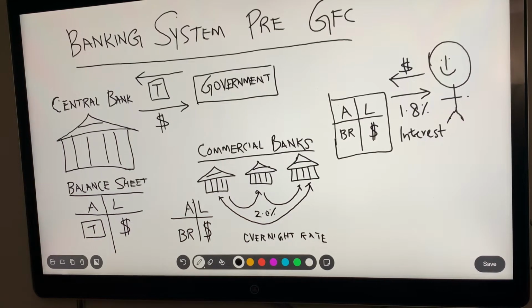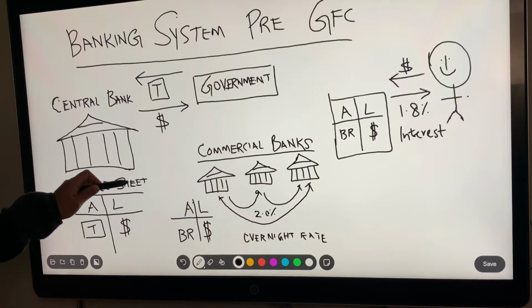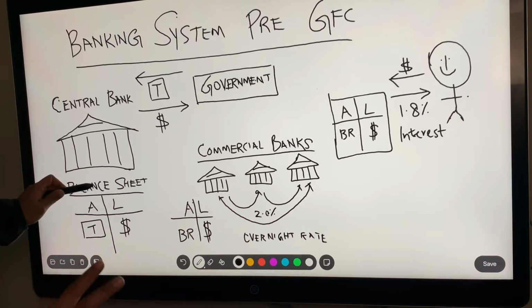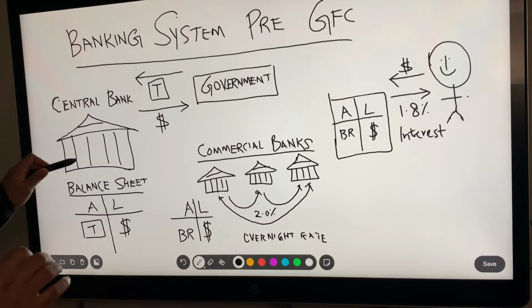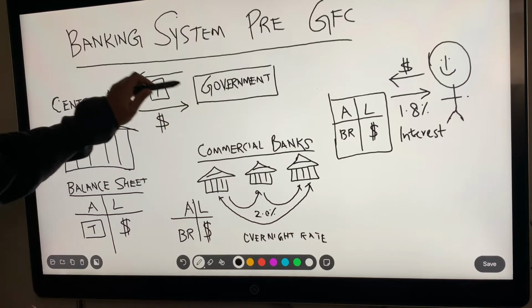So what we have here is the central bank of the country. They are the issuer of the currency, right? So they issue currency, and the way they issue currency is, of course, by multiple methods. I'm going to cover only two methods here, which are very focused. So they purchase government securities.